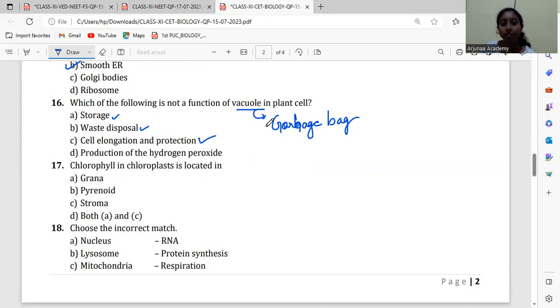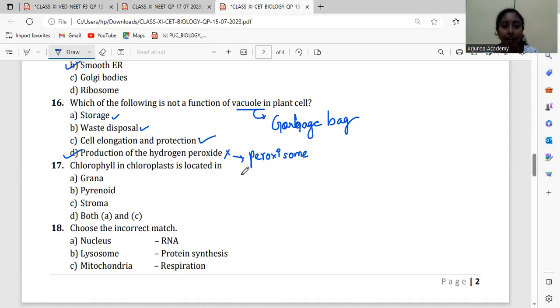And how cell elongation? We know 90% of the cell is covered by vacuole. So all the other organelles have to move to the periphery, and it tries to increase the volume of the cell. That is how it helps in cell elongation. And production of hydrogen peroxide, no, it does not do. Hydrogen peroxide synthesis is done by peroxisome. Peroxisome will help in synthesis of hydrogen peroxide. Also, metabolism of hydrogen peroxide will be done by peroxisome. So the answer is D.